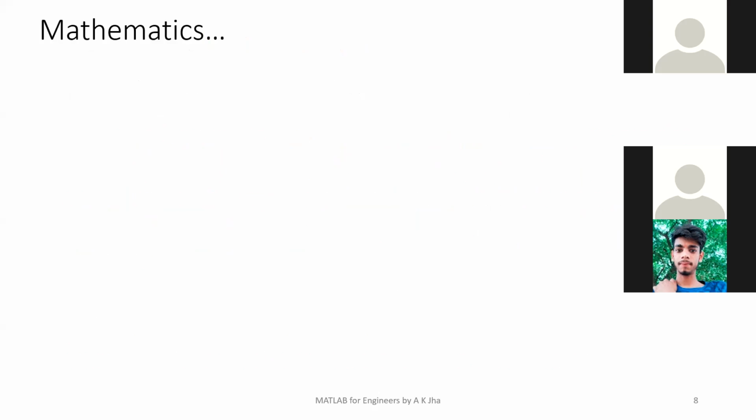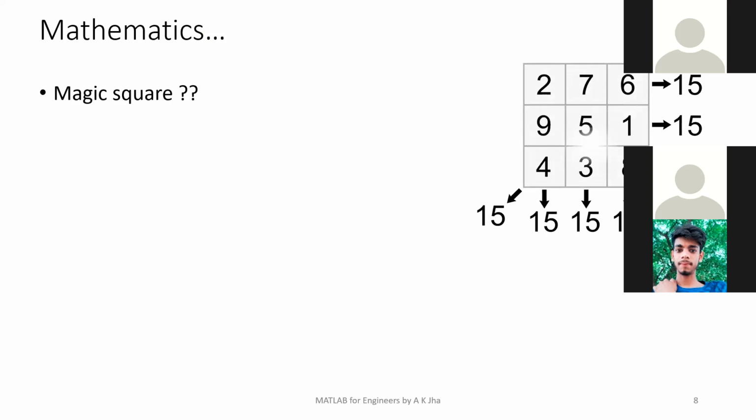So engineers are more into the mathematics domain. I will give you one or two examples of how we are using MATLAB for mathematical calculations. Have you heard of a magic square? Anyone in this meet? So a magic square is something like this. Can you observe what is the magic behind this?